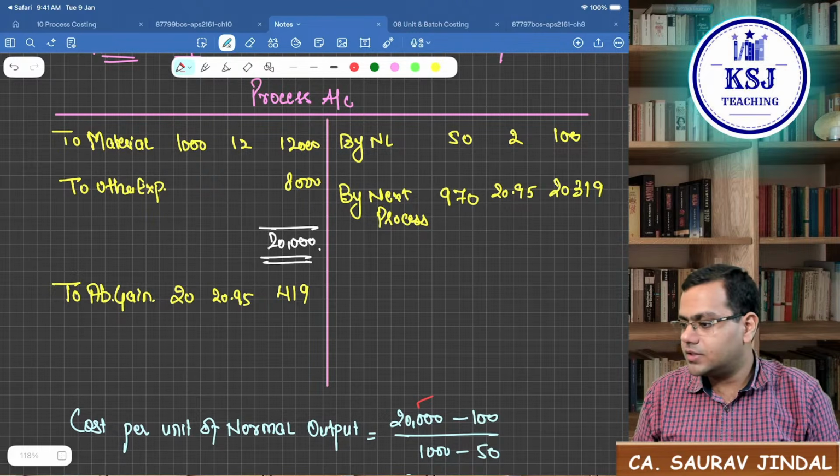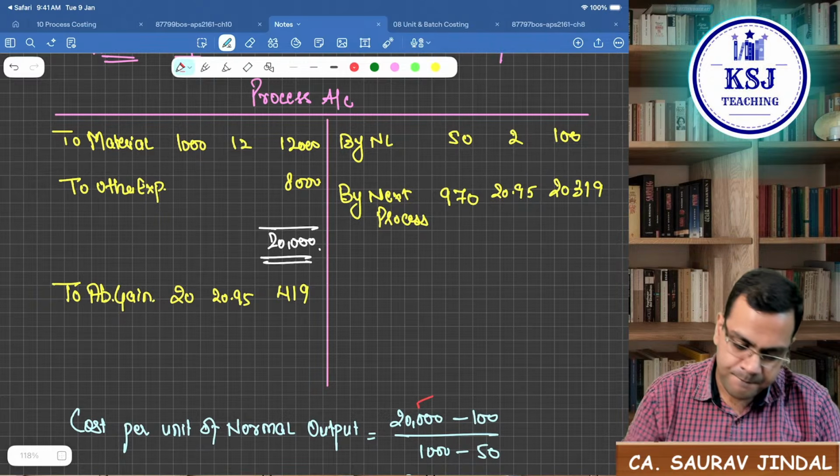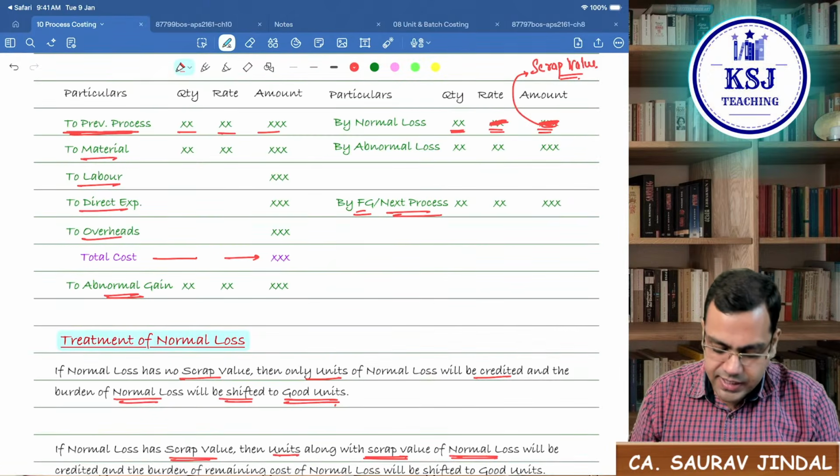Is it clear, guys? Any doubts in this part? Tell me.